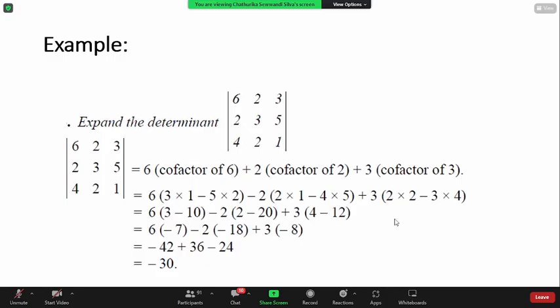Right. Now you will be able to calculate the determinant with respect to any column, any row.